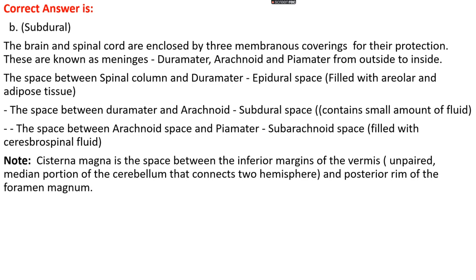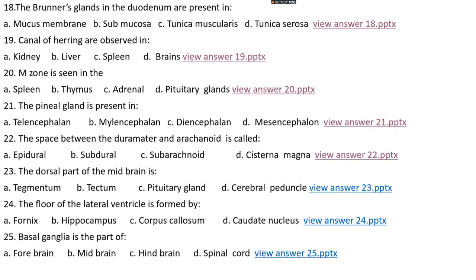Okay. Note that the cisterna magna is a space between the inferior margin of the vermis and the posterior rim of the foramen magnum. The vermis is the unpaired median portion of the cerebellum that connects the two hemispheres. Okay. Question number 23.